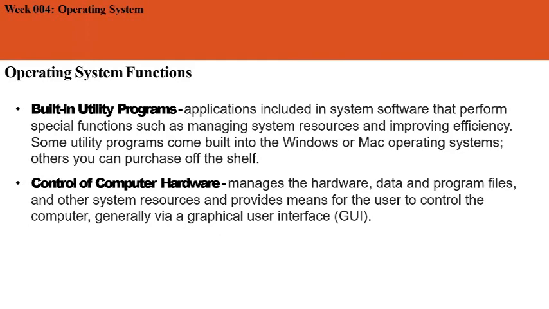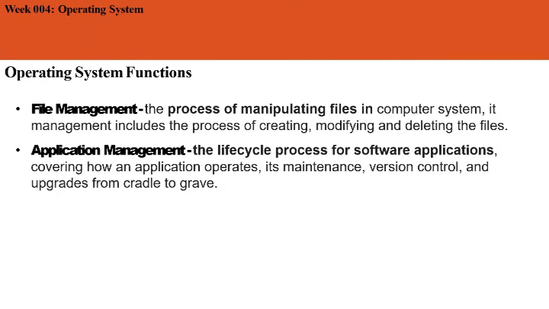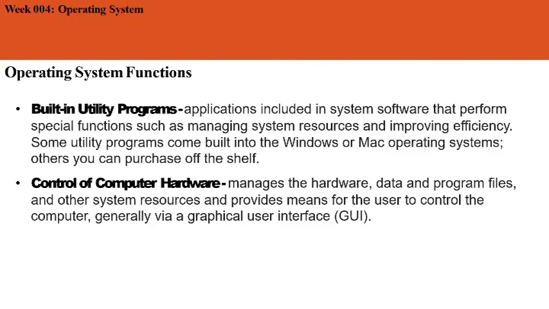So control of computer hardware, it manages the hardware, data and program files, and other system resources, and provides means for the user to control the computer, generally via a graphical user interface. Okay, so those are the functions of the operating system. Once again, we have the file management, the application management, the built-in utility programs, and control of computer hardware.